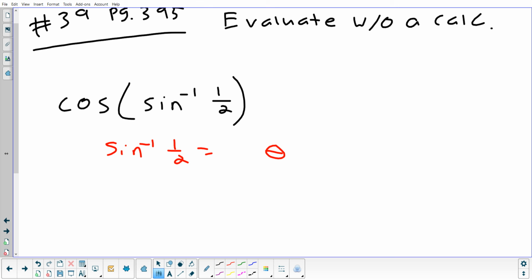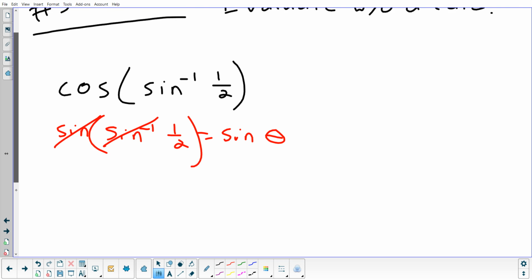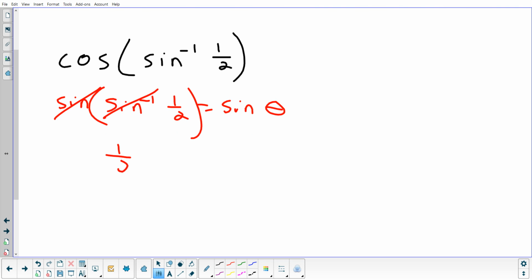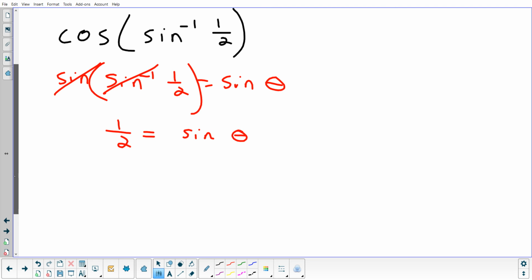What's my next step? Yep. Take sine of each side. That's going to cancel out inverse sine on the left, and it's going to move it as a regular trig function to the right. That's what we need when we want to do the next step. We need a regular trig function for that. So now we have 1/2 equals sine theta.